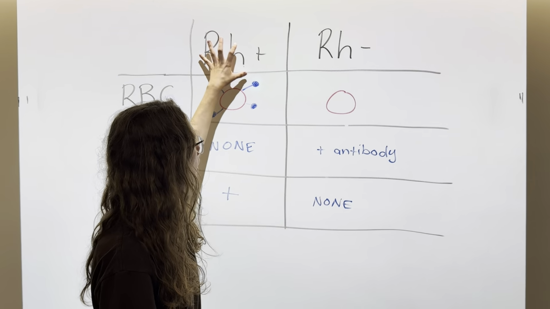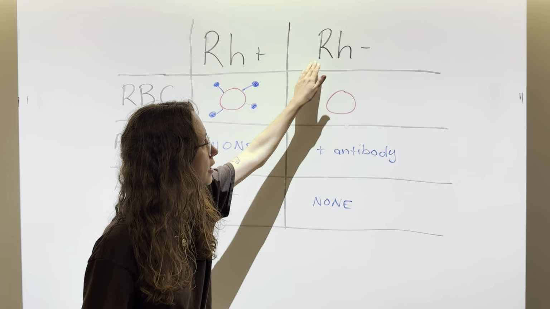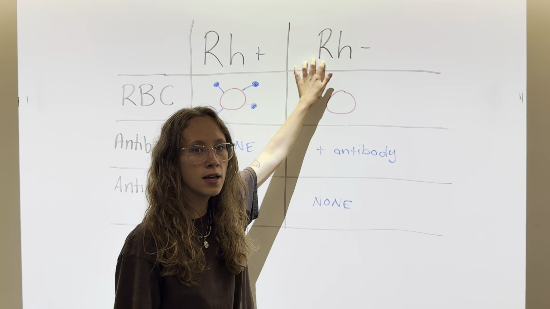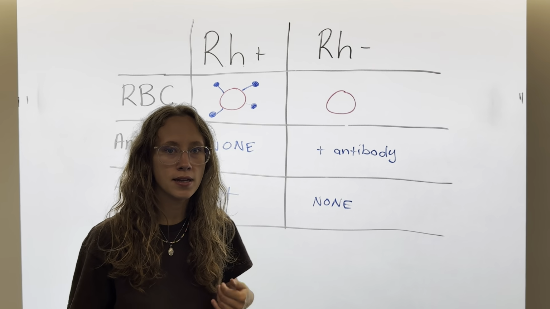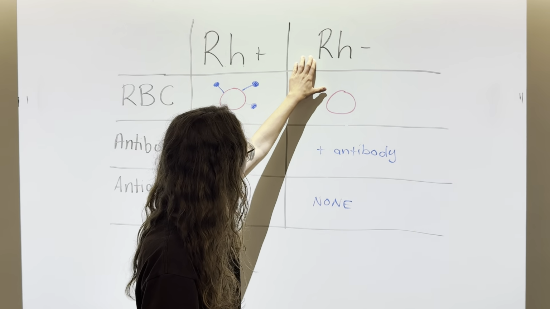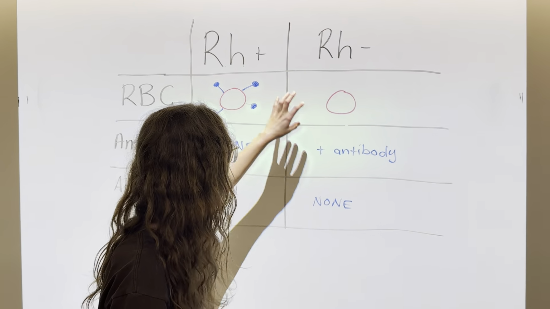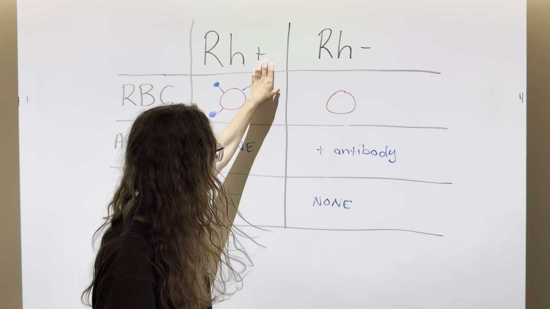So again, Rh positive blood can receive from both positive and negative. However, negative blood can only receive from negative. So the universal donor would be O negative, and the universal receiver would be AB positive.